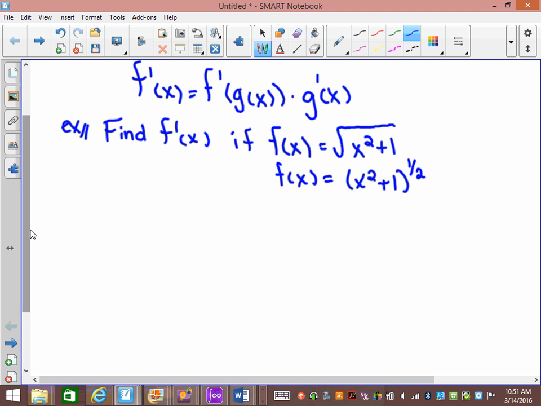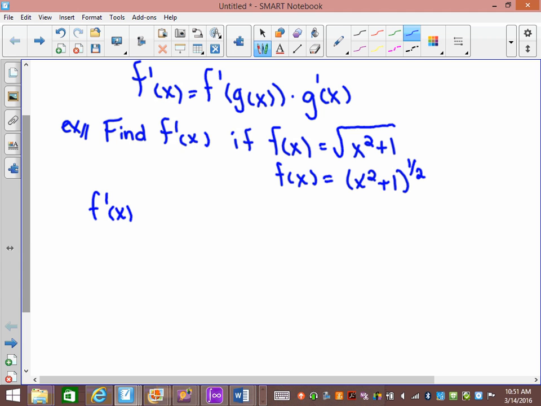Before, we would just have x to the half, so we take the half, we drop it in front, and then we drop the exponent by 1, and it would be x to the negative a half, right? But now we have something inside the brackets. So the first thing we do is just treat what's inside the bracket just like it's an x.